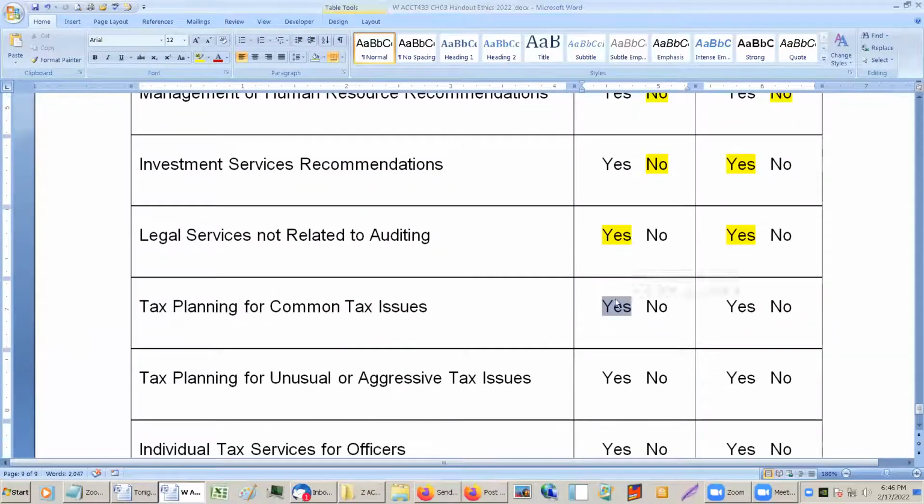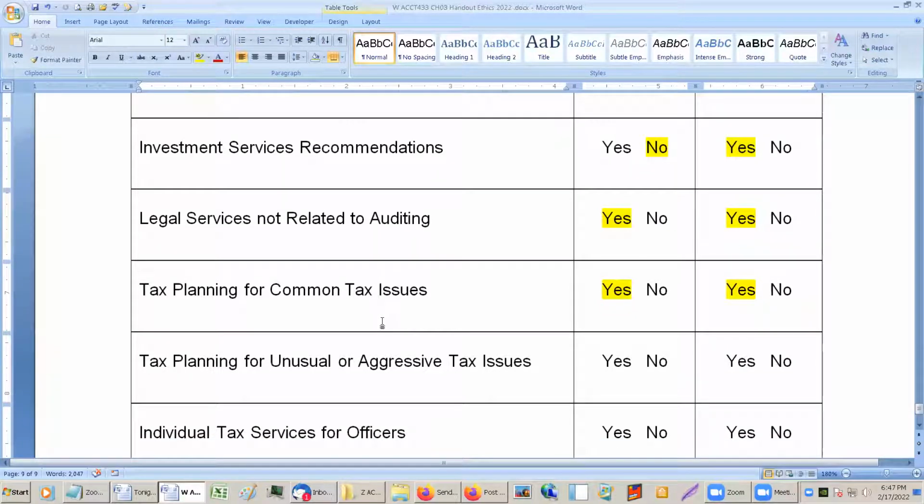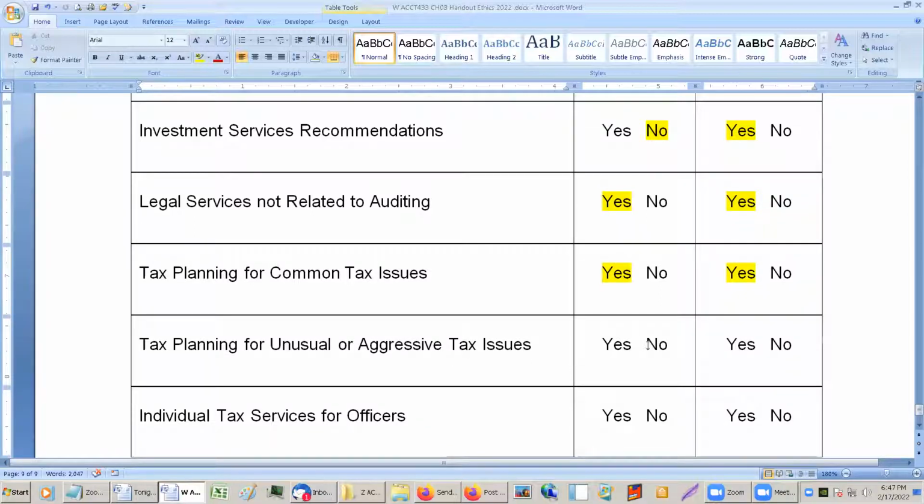Tax planning common issues, yes and yes. Tax planning for unusual or aggressive issues, no and no. Change that.